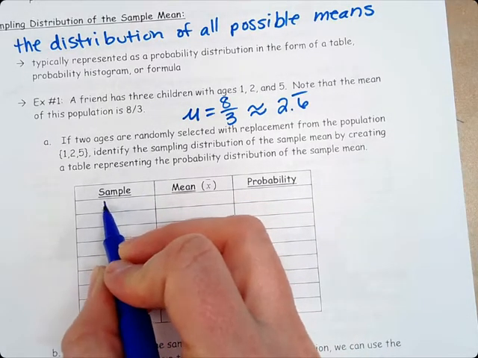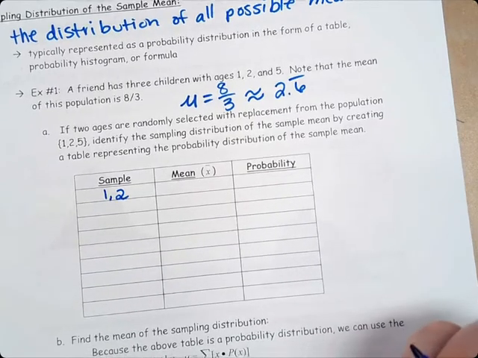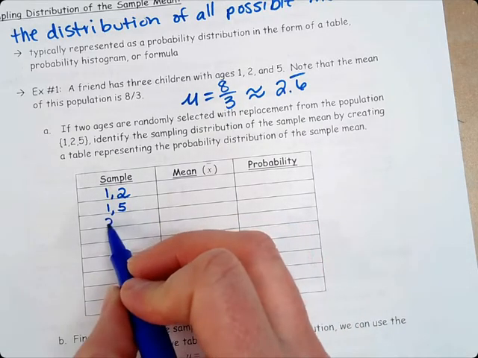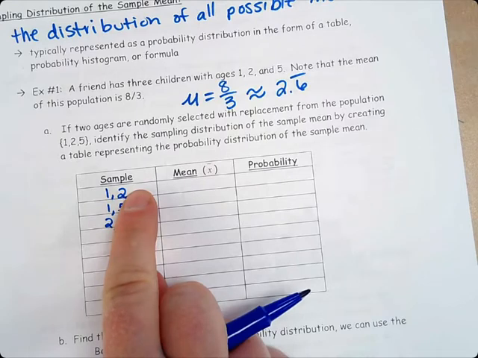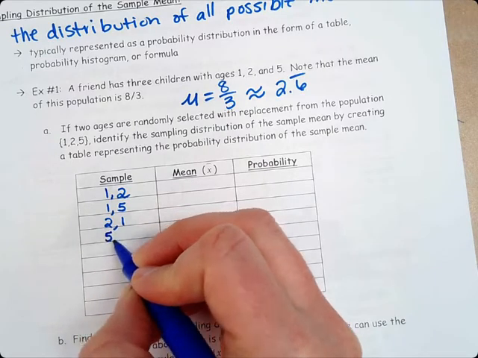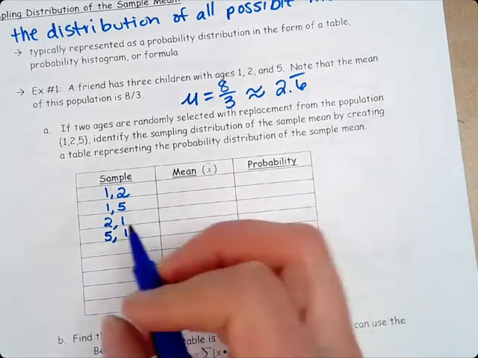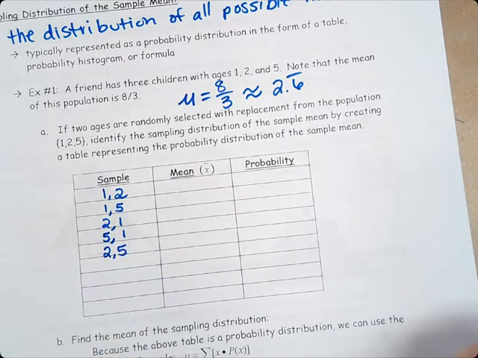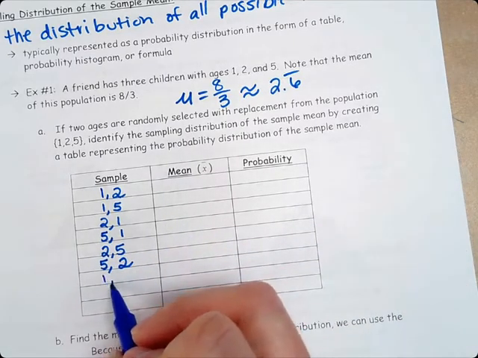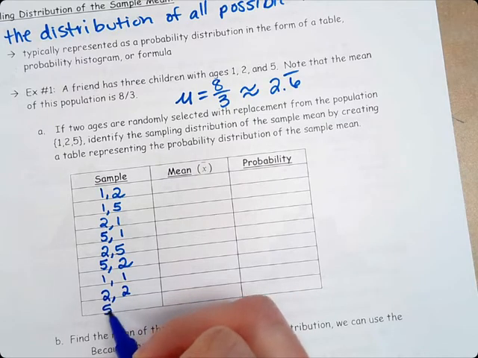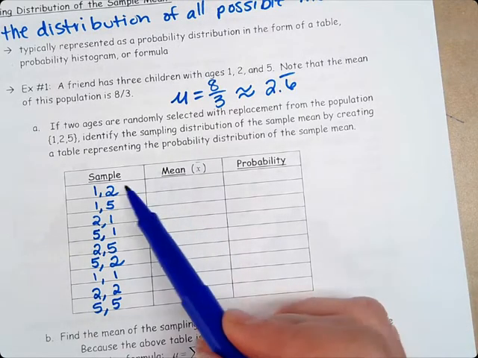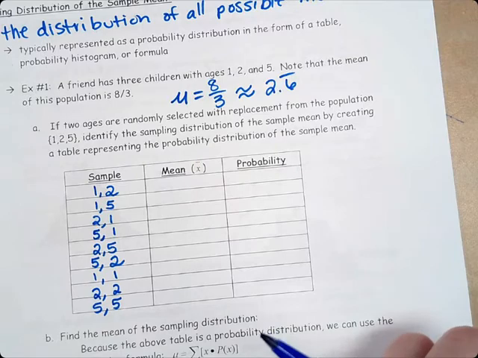So we could sample and get a 1 and a 2. We could sample and get a 1 and a 5. We could also do a 2, 1. Even though that's the same as 1, 2, it's still what did we get first. And then 5, 1, 2, 5, 5, 2. Since it's with replacement, you could get 1, 1, 2, 2, and 5, 5. So these are all of the samples of picking 2.